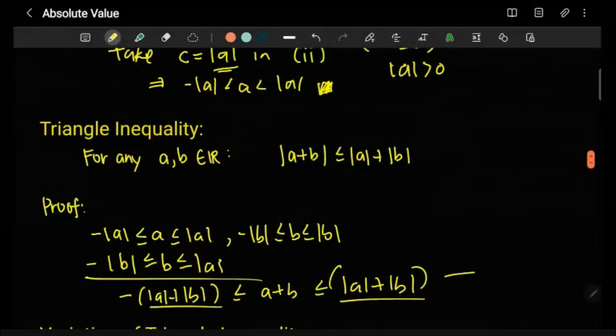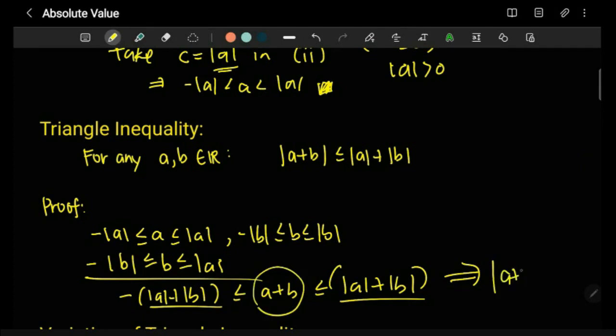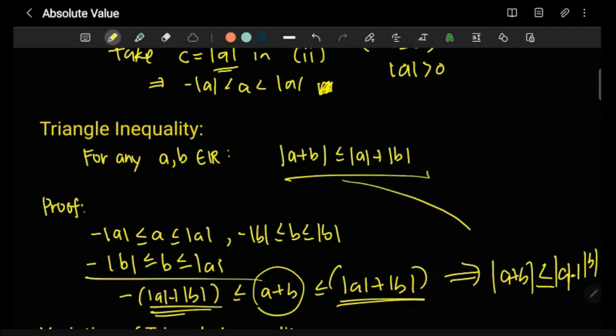So that means, if we follow the pattern of number 2, we have the absolute value of somewhere in between, absolute value of A plus B, is less than or equal to this common value here, so absolute value of A plus absolute value of B, which is exactly what we want to show. So we are done. Okay.